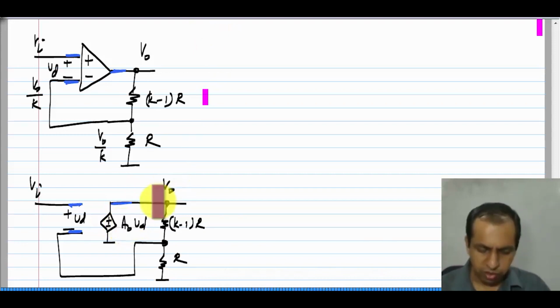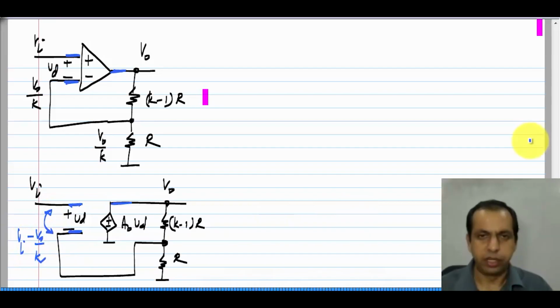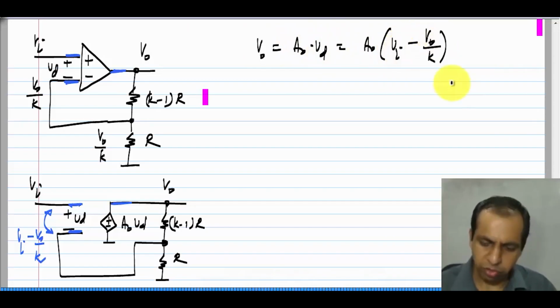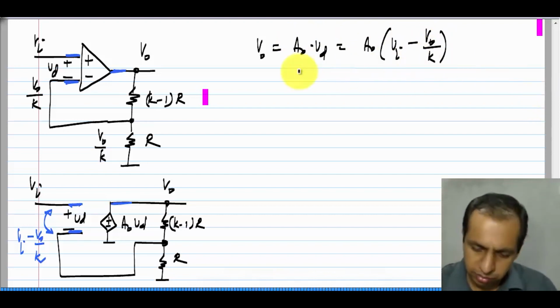The output voltage here V naught is A naught V D, and V D is the unknown, but V D we know is V I minus V naught by K. Okay. So, this difference here is V I minus V naught by K. So, the output voltage V naught is A naught times V D, which is A naught times V I minus V naught by K. Okay.